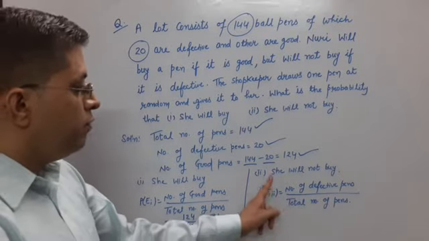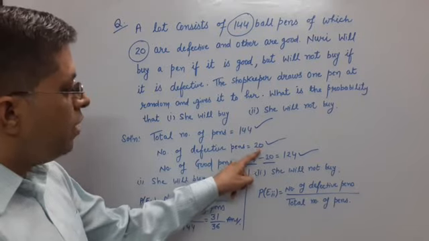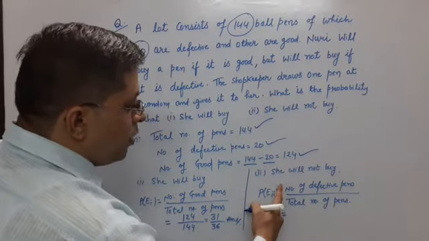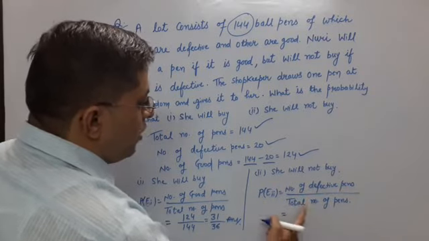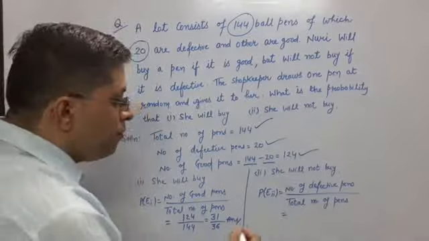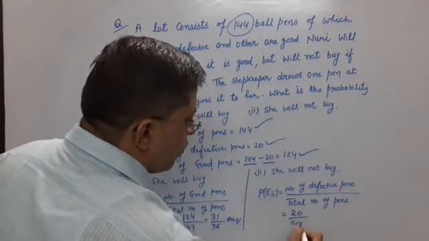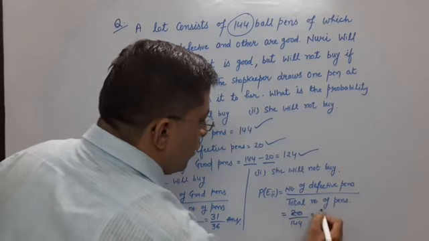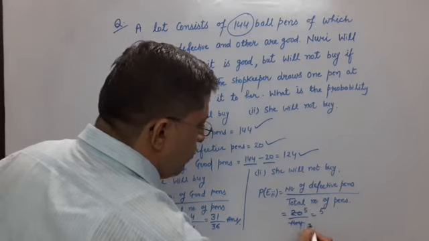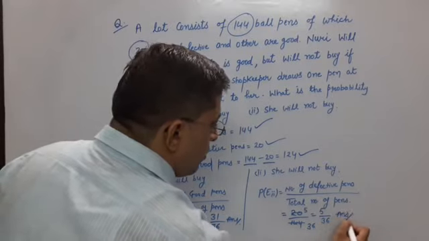Then the second part: she will not buy. When will she not buy? When the pens are defective, and defective pens are 20. So it is the number of defective pens upon the total number of pens, 20 upon 144. Cut by 4: 4 5s are 20, and 4 3s are 12, 4 6s are 36. So 5 upon 36.